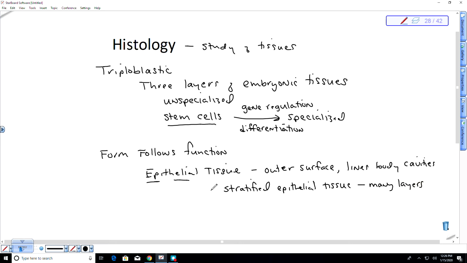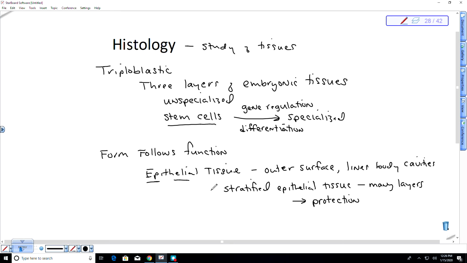And so wherever we see stratified epithelial tissue, this means that it is protective. So its function is in protection, because what that means is that those layers can be constantly sloughed off and replaced. So it could be the outer surface of our skin. It could be the lining of our mouth, which is stratified. Our esophagus is also stratified.